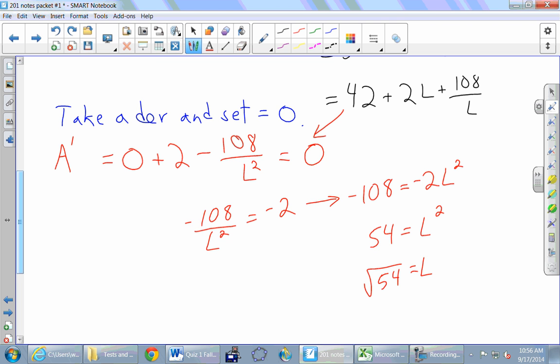Technically, what do we need to put in whenever we take the square root of both sides of an equation? Plus or minus. Put it here, and then I'll say, okay, definitely the length can't be negative root 54, so we'll reject that guy. If you forget to do that, will I take points off? Probably not, but it depends on how I'm feeling that day. I don't know. But root 54 is our only, what's it called? Critical point. Or critical number.